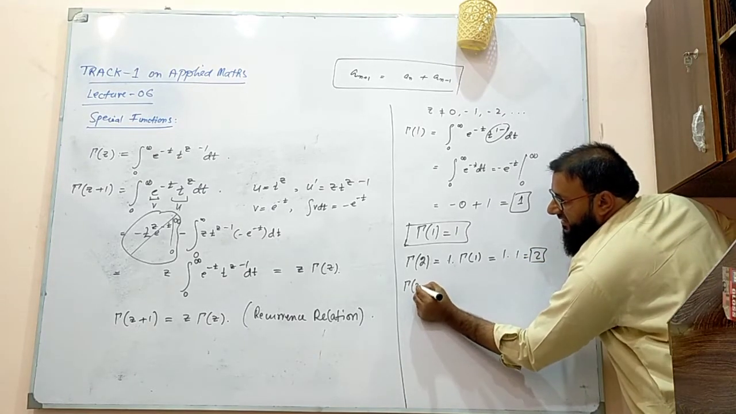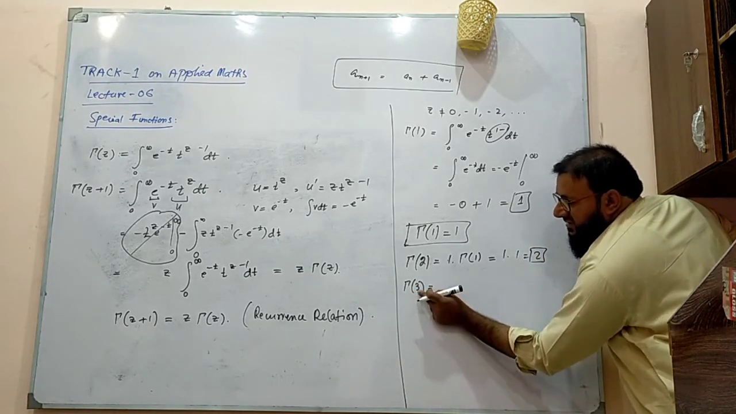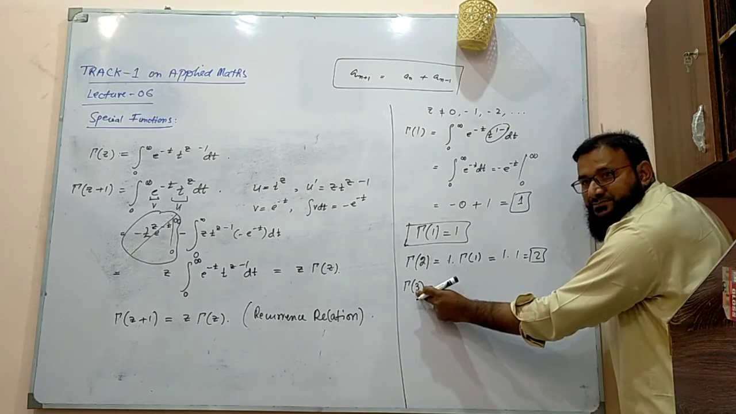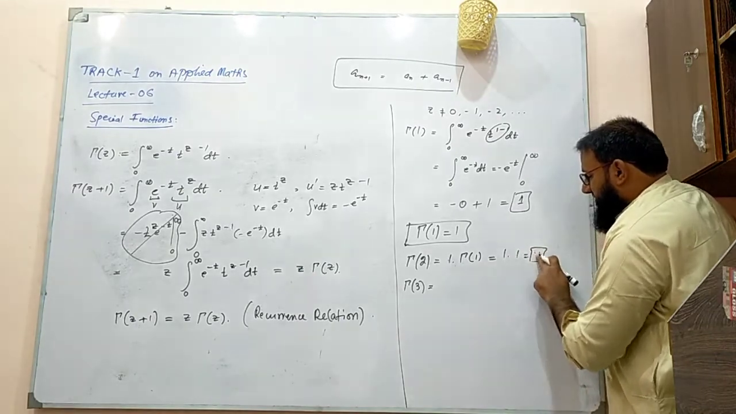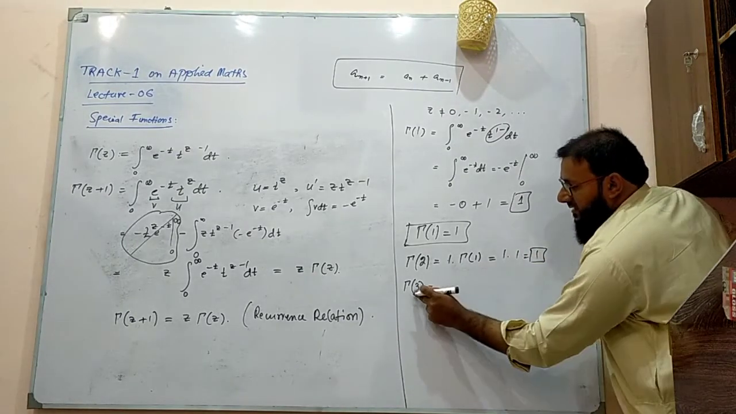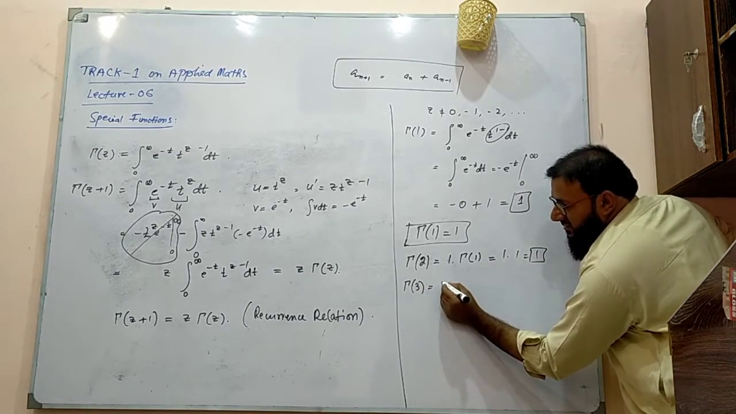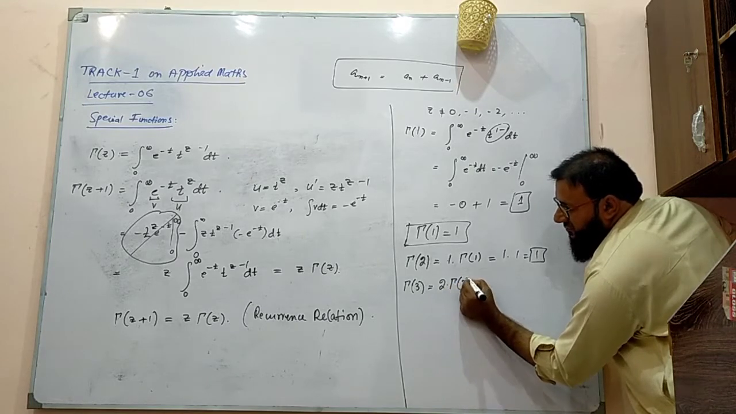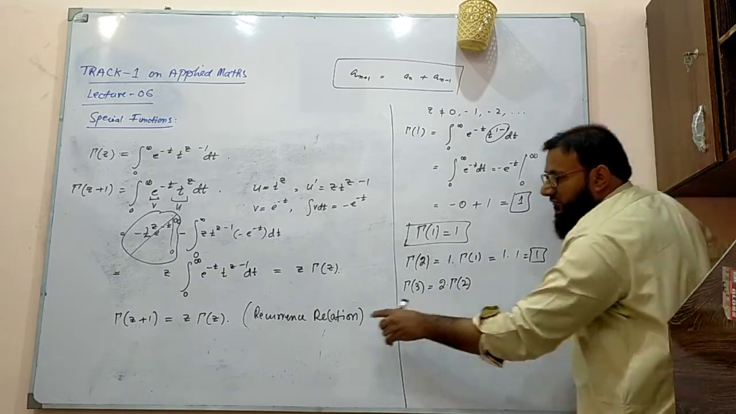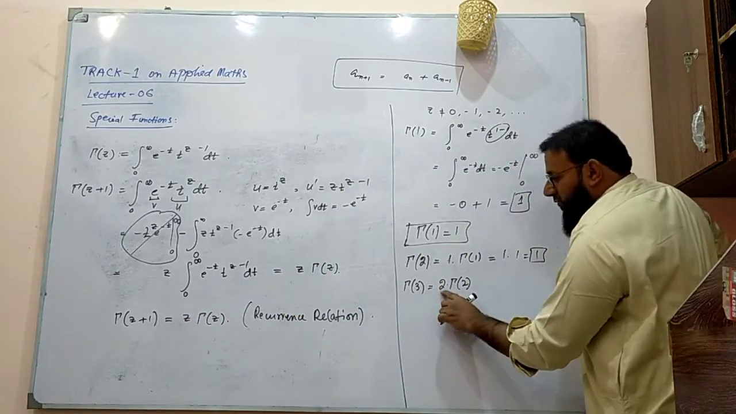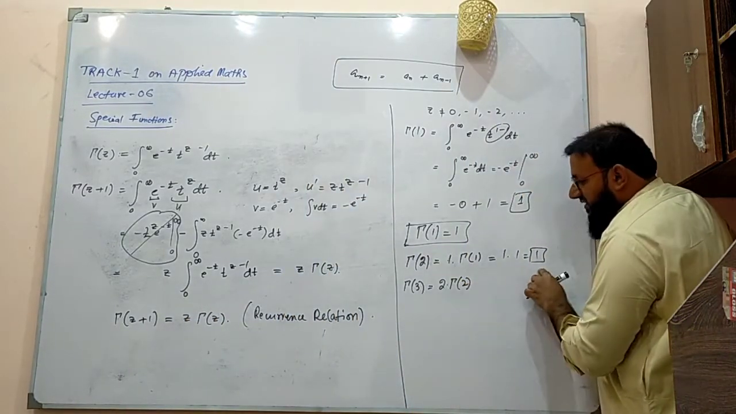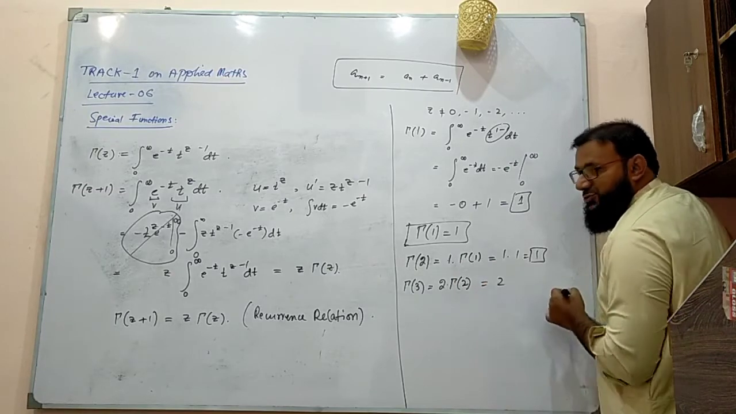What is gamma of 3? Gamma of 3 is 2 times gamma of 2. You have to go one term previous. This is z plus 1, this is z. So what is gamma of 2? Gamma of 2 is 1, so 2 times 1 is 2.